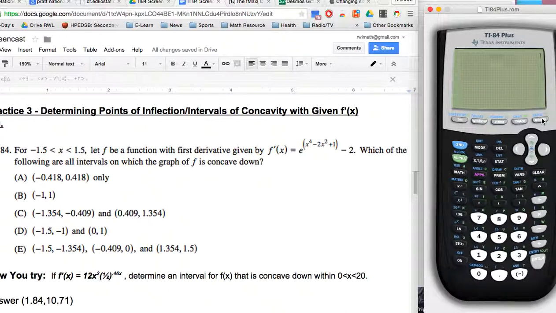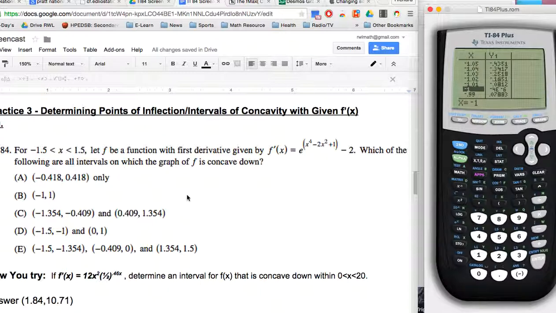Second function, table. Okay, so this gives me my x value in this column, and in this column I've got the concavity. So it's definitely negative at negative 1.5. So that's concave down. So it's concave down still. It's still negative, and when does it switch? Still negative, still negative, still negative. Right there, that's clearly a 0, because that's 4 times 10 to the negative 6.